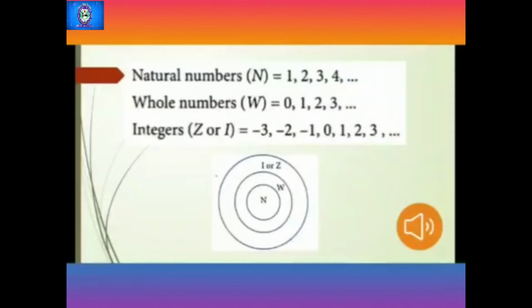Dear students, as you can see in the slide, you can see the natural numbers, whole numbers and integers. Natural numbers is a set of numbers starting from 1, 2, 3, 4 and so on. You can see the whole numbers, a set of numbers that starts from 0, 1, 2, 3 and so on. And you can see the integers, which is denoted by Z or I. You can see it: minus 3, minus 2, minus 1, 0, 1, 2, 3 like that. You can see it in the figure given in this slide very well.